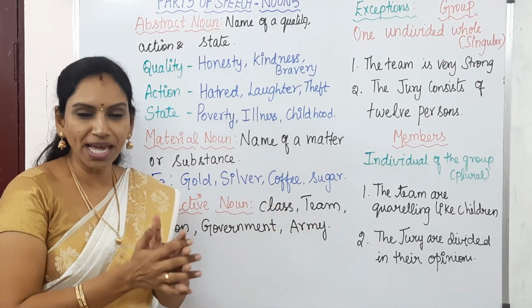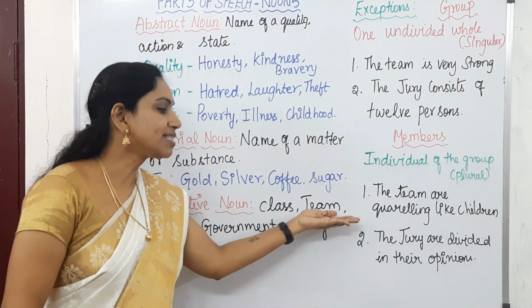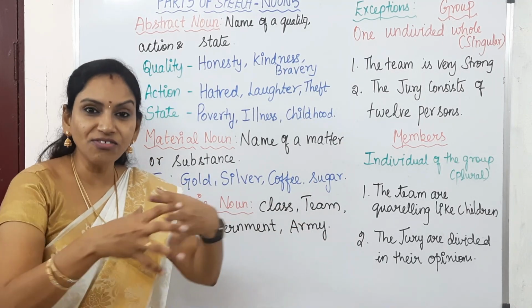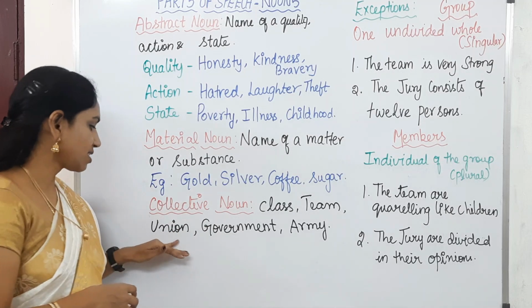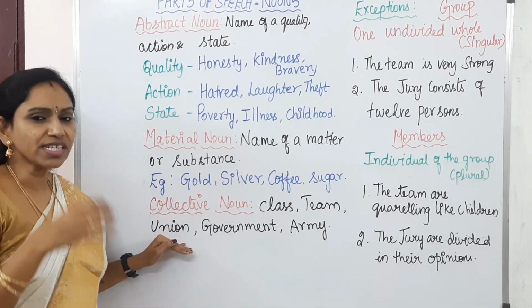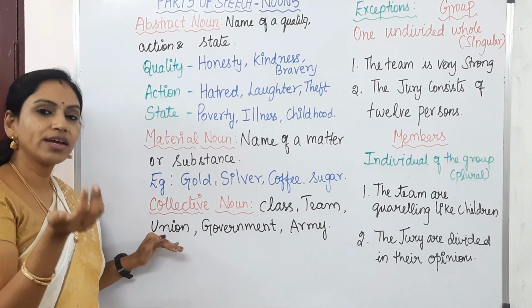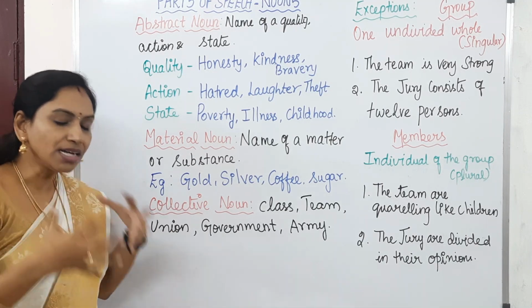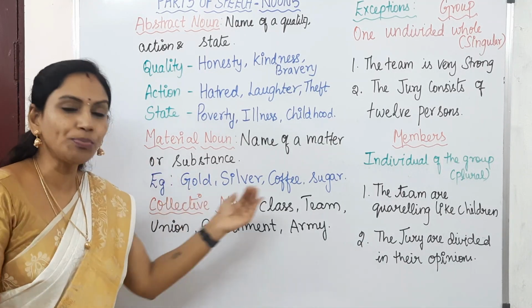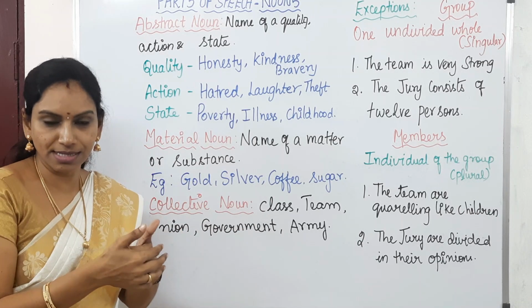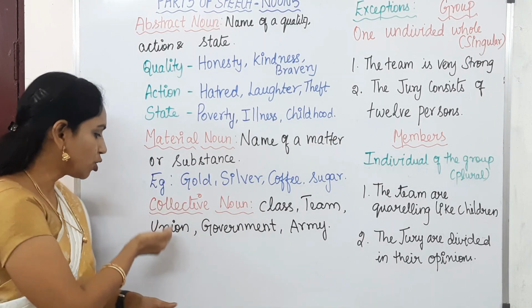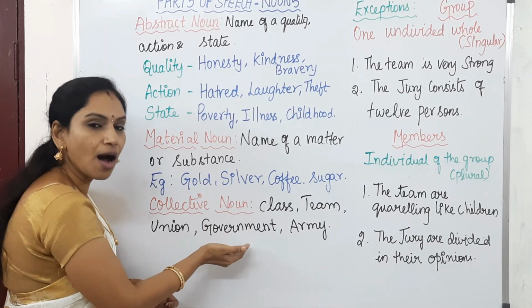A group of players, you call it a team. So collectively you will call them a team. Next, union, like the Soviet Union or a union parliament. It consists of a cabinet or a group of members, ministers. Together they make a union.